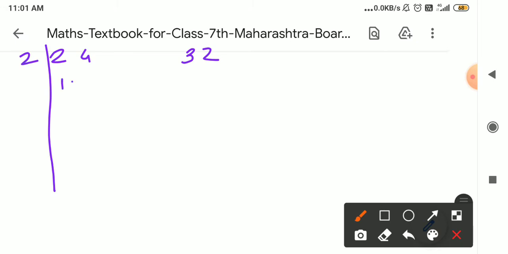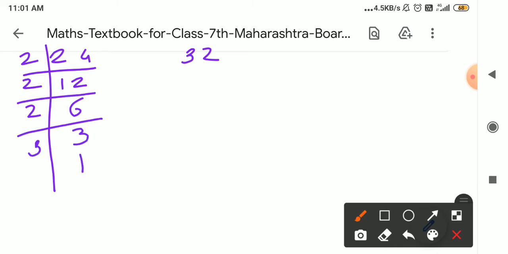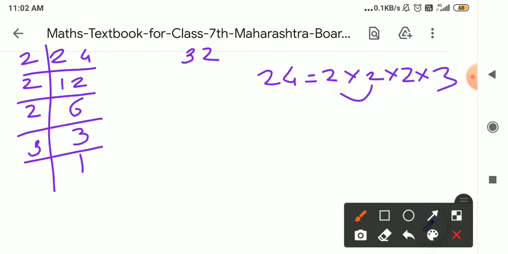2 1s are 2, 2 2s are 4, 2 6s are 12, then 2 3s are 6, and then 3 1s are 3. Okay, so the prime factors of 24 are 2 into 2 into 2 into 3. Check: 2 2s are 4, 4 2s are 8, 8 3s are 24.